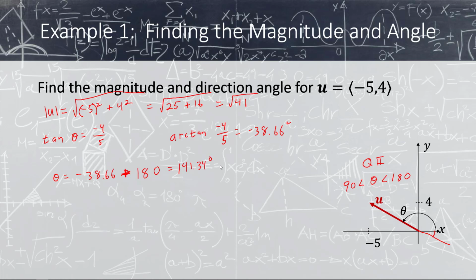141.34 degrees. And if you were interested in to the 10th of a degree, which we are, this will be 141.3. So here now we have the magnitude of u and the angle of u. But notice we were very careful in making sure that we mapped our arctangent result to the right quadrant.